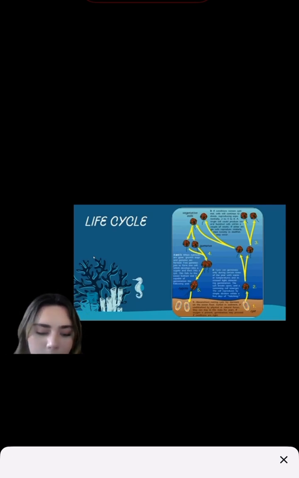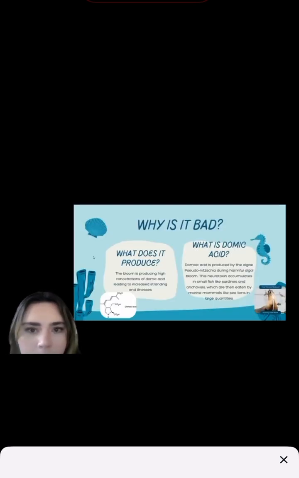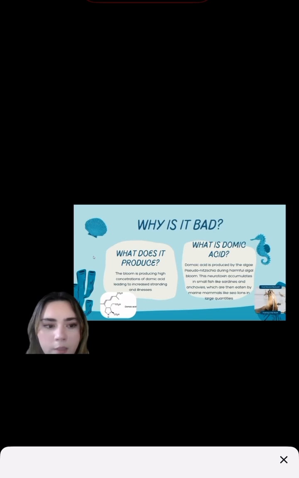And then the next page is, why is it bad? So what does it produce? Now we're talking about domoic acid. That is the toxin, the neurotoxin that algae bloom has, and that makes it bad. The bloom produces high concentrations of domoic acid, leading to increased standing and illness.